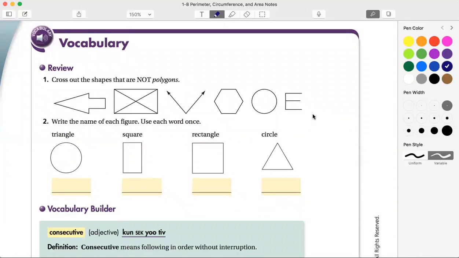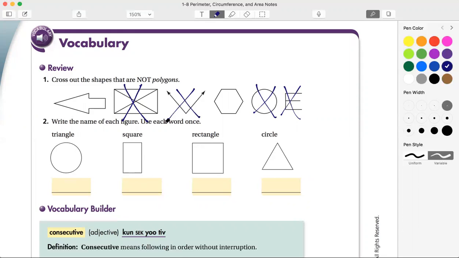So let's cross out the shapes that are not polygons. If you recall, polygons are closed figures with straight edges. So we can tell right off the bat, this first thing here is not a polygon. We got crosses here that represent not a polygon. This next one is not closed. This does not have straight edges, and this is not closed.